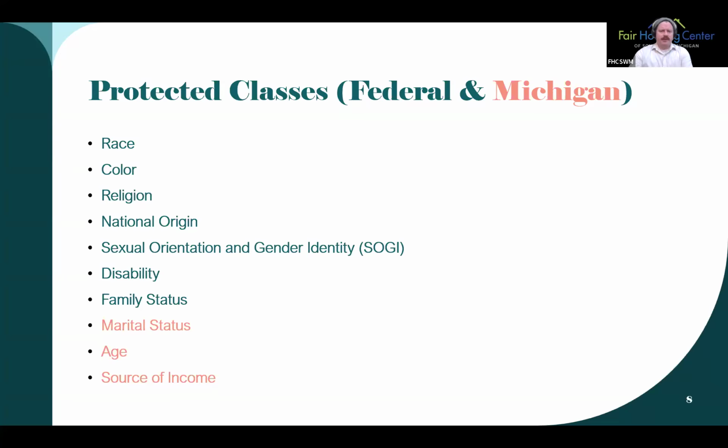Marital status refers to single, married, separated, engaged, widowed, divorced, and in some jurisdictions, cohabitating people. Age means individuals of any age. And source of income means that a person seeking housing cannot be turned away if part of their income comes from, for instance, SSI or Section 8 vouchers. These classes are protected by specific laws, and we're going to look now at a timeline of those laws.